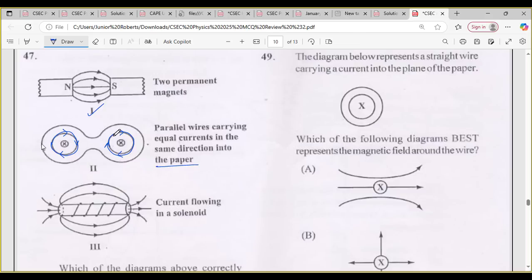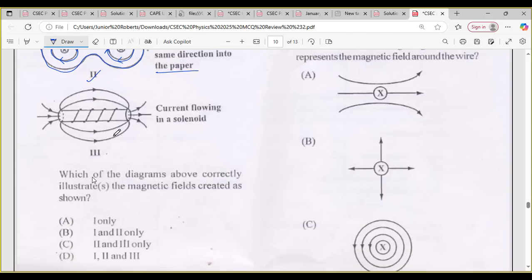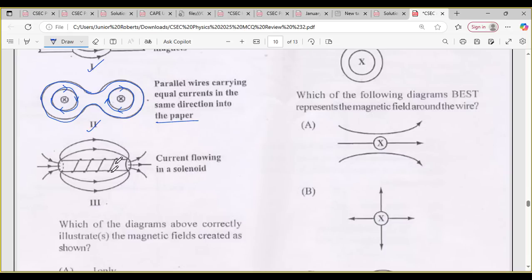So the field pattern now is going to look something like this, for these two current carrying conductors. So this would be true. So 1 and 2 is true, right? Now, for this one, this is a solenoid. When we have a solenoid right here, the solenoid will behave as if it's a bar magnet. So let's see what happens with the field patterns.